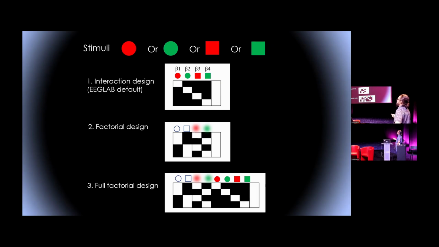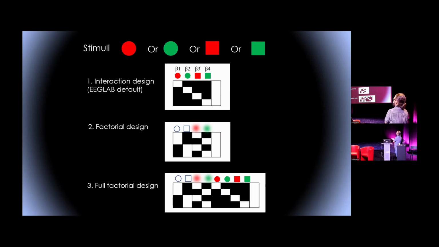So which one is better? It's called the interaction design here. Obviously, it's called a factorial design. Which one is better? Well, they're virtually equivalent, because once you're done with that, you can do a subtraction between your betas to obtain the same type of contrast. If you're interested in the circle here, you would compare beta 1 and beta 2 versus beta 3 and beta 4. If you're interested in the color, you would compare beta 1 and beta 3 versus beta 2 and beta 4.